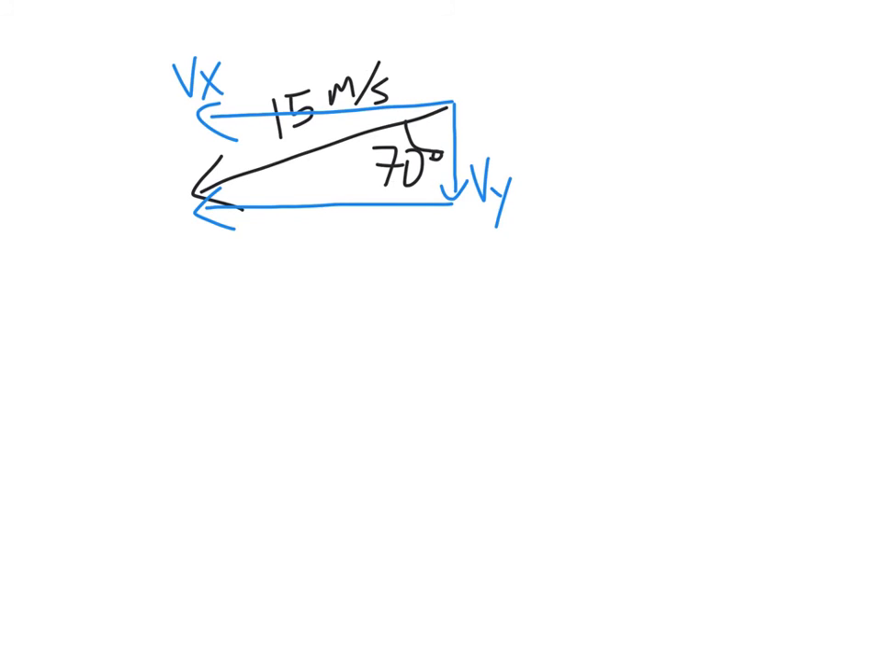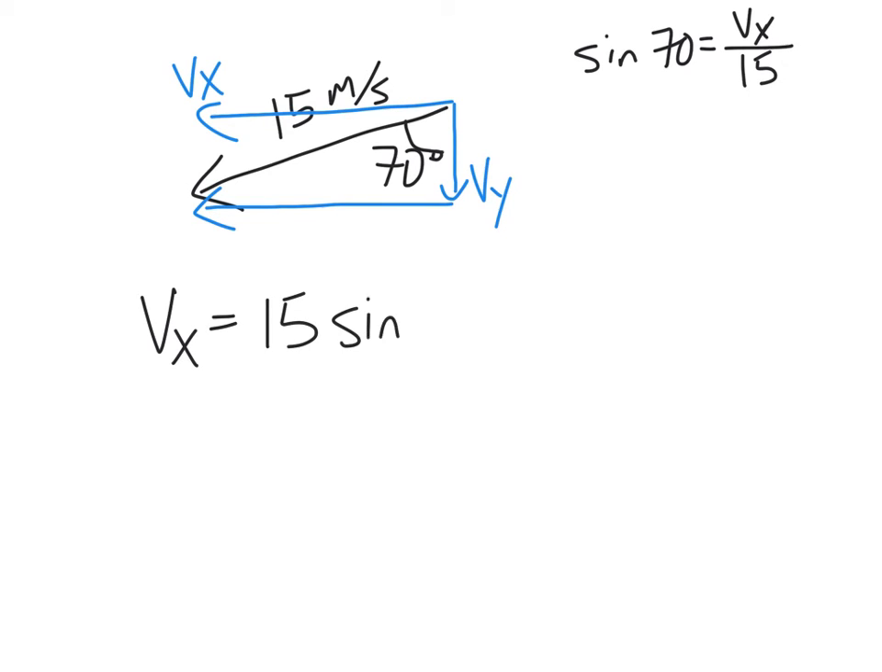If you like writing everything out, I could write sine of 70 equals my opposite side, which is Vx, over my hypotenuse, which is 15. But in all of these cases, because I'm going to give you the hypotenuse, we're going to know the vector and we're going to know the angle. If I know those, I can write it in a general form, which is just the value of the vector times the sine or the cosine of the angle. So my velocity in the x direction is 15 times the sine of 70, and my velocity in the y direction, which is cosine because that's adjacent to the angle, would be my total vector, my 15 meters per second, times the cosine of 70.